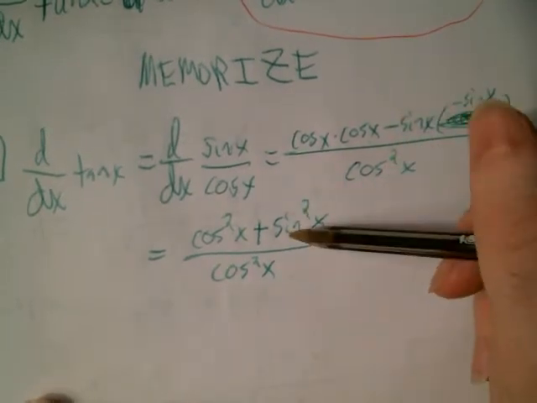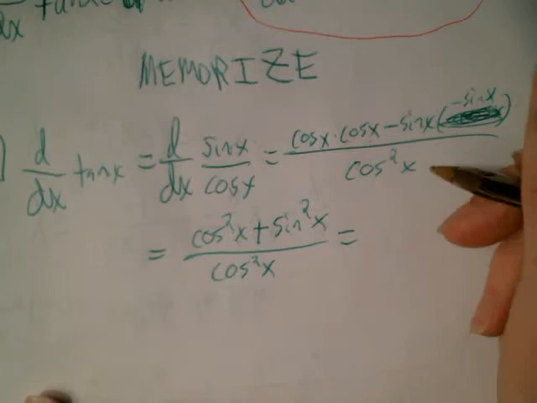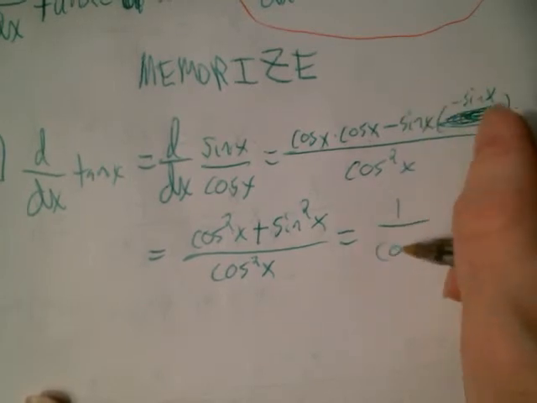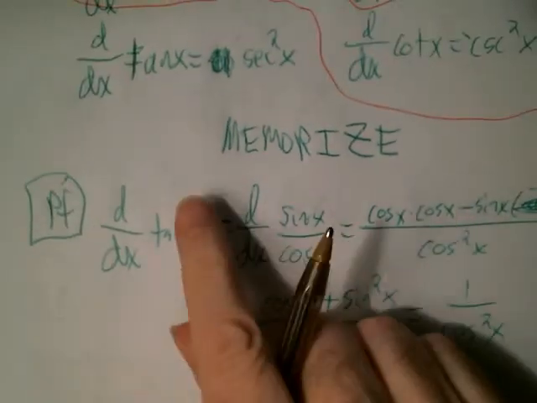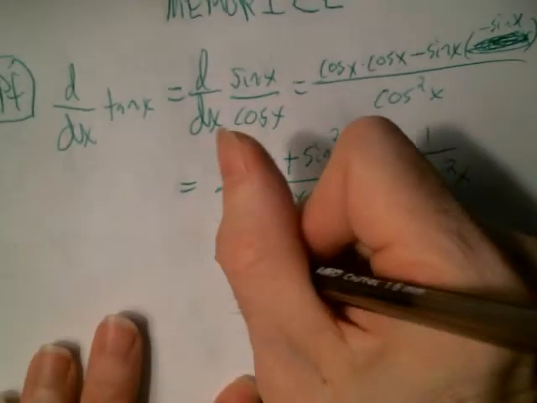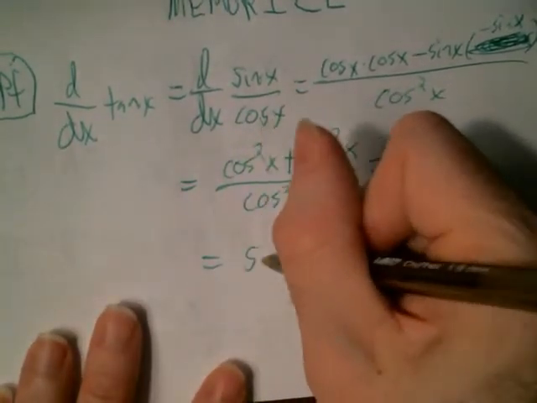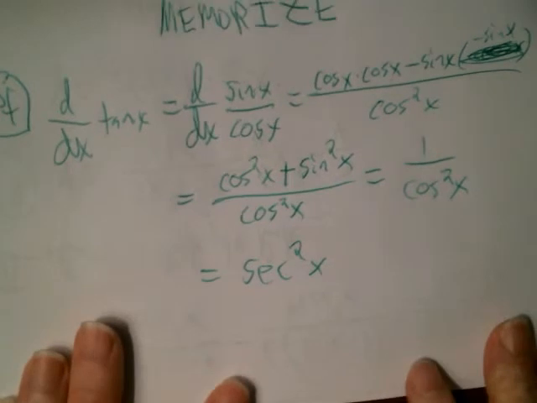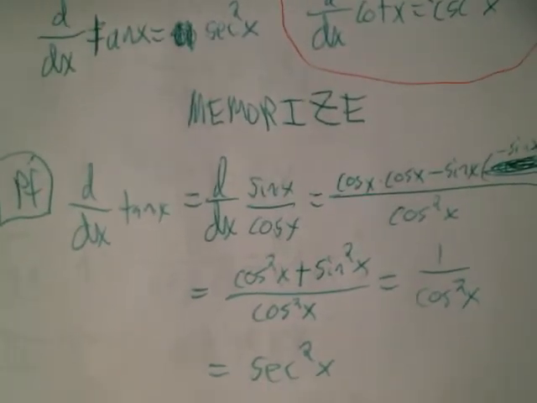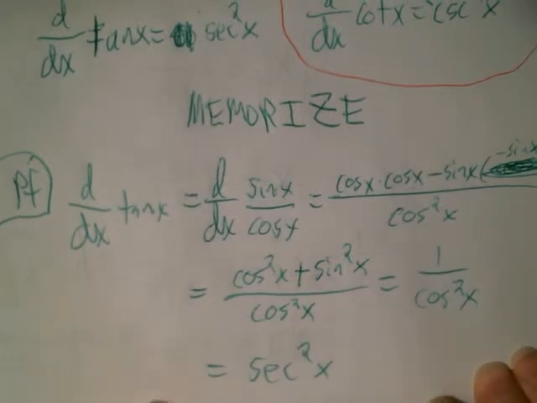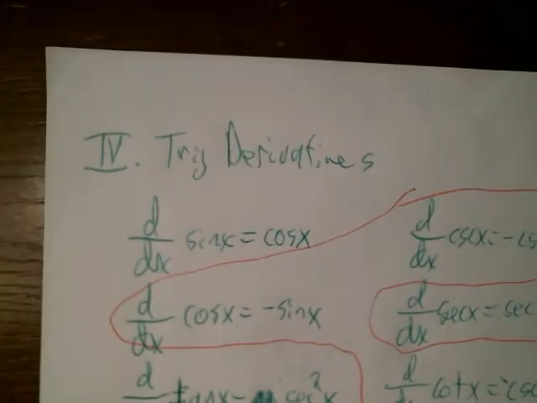Cosine squared plus sine squared, that's the Pythagorean identity right there. It's equal to 1. So it's 1 all over cosine squared. And then sure enough, 1 over cosine, if you remember, is secant. So it's secant squared x, which is what we wanted to show. So like I said, memorize those guys, know them backwards and forwards.